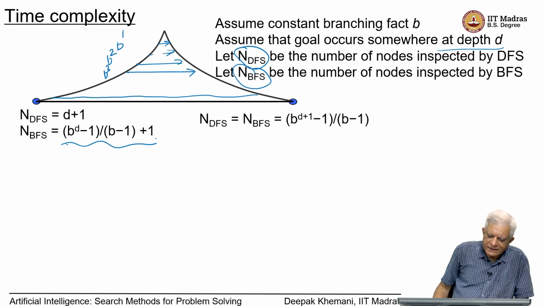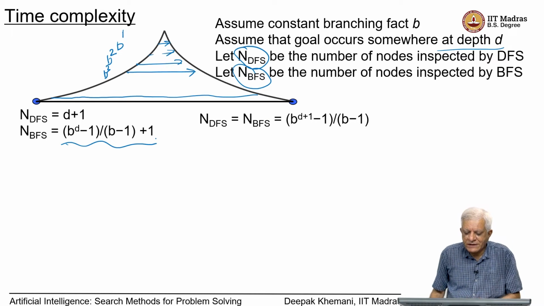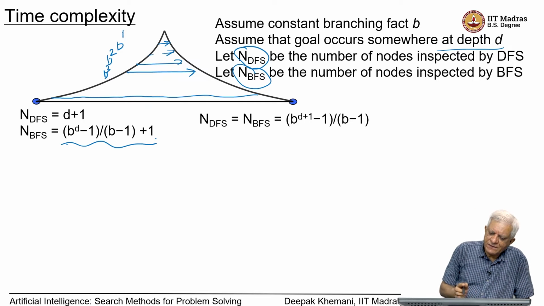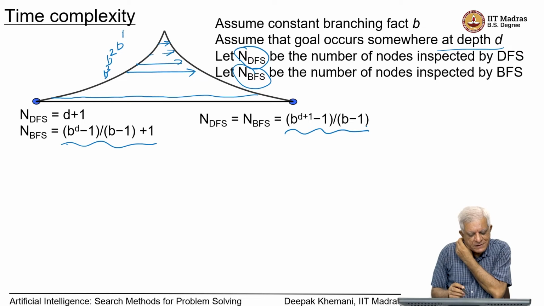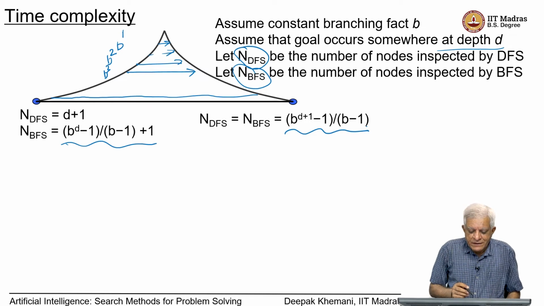What about the other end? Supposing the goal node was at the rightmost end of this thing, in which case both the search algorithms will inspect the entire tree and the number of nodes in the tree are b raised to d plus 1 minus 1 whole thing divided by b minus 1. So, which one is better?